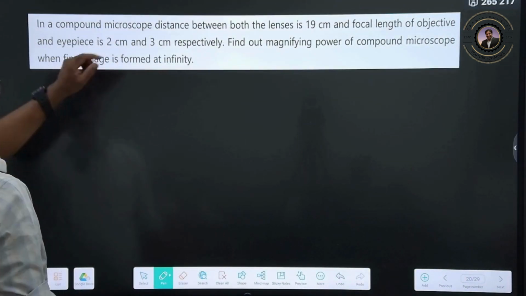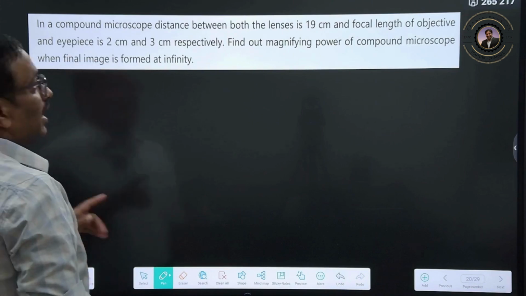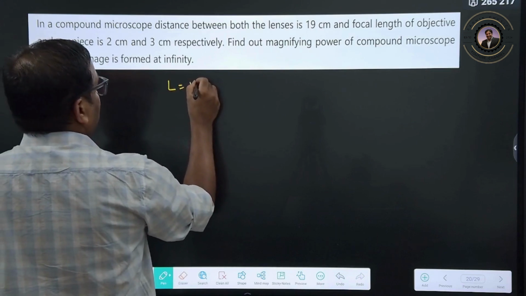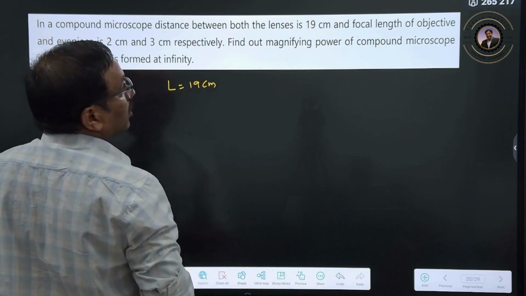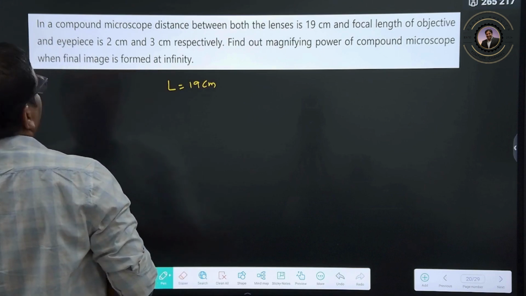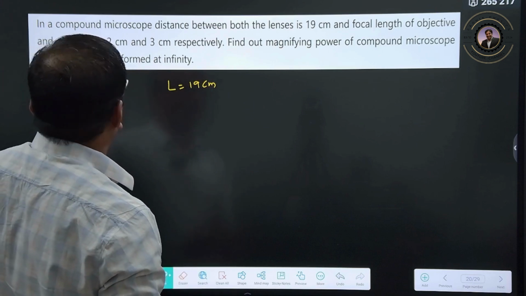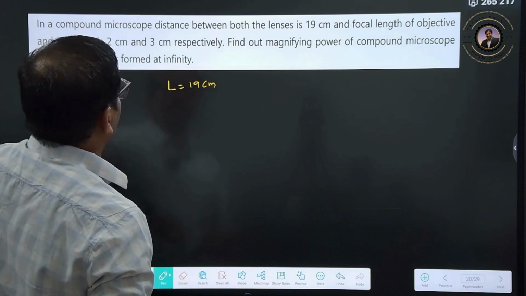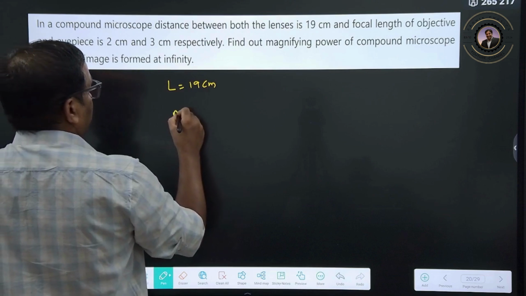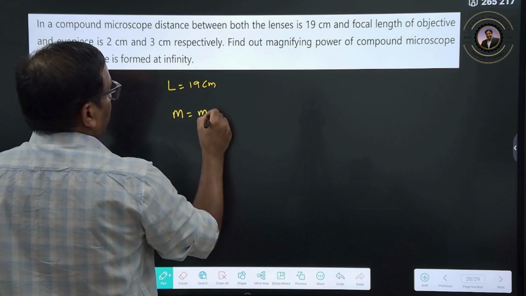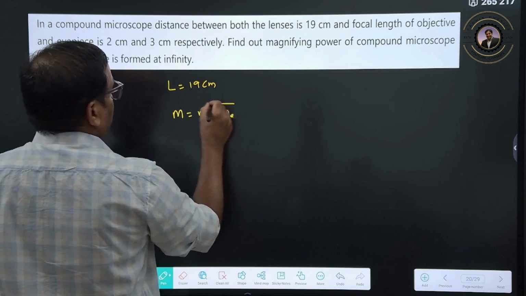Now in a compound microscope, the distance between both the lenses is 19 centimeter. Therefore L is given as 19 centimeter. The focal lengths of the objective and eyepiece are given as 2 and 3. Find the magnifying power of the compound microscope when the final image is at infinity. Here magnification is nothing but M_O into M_E.